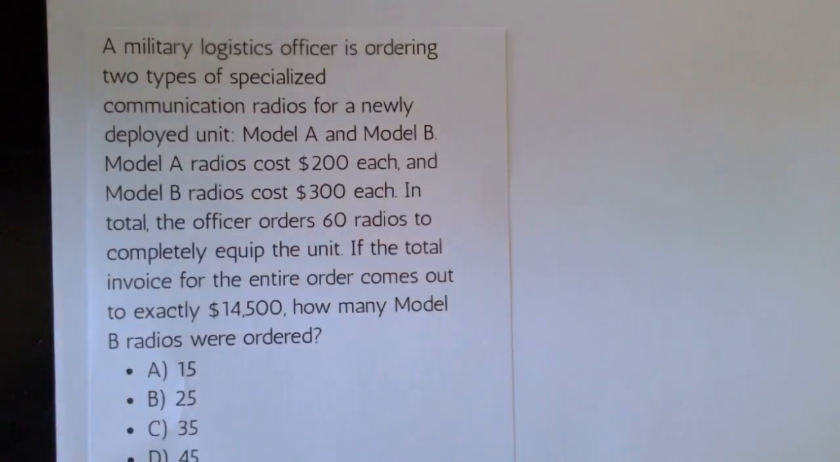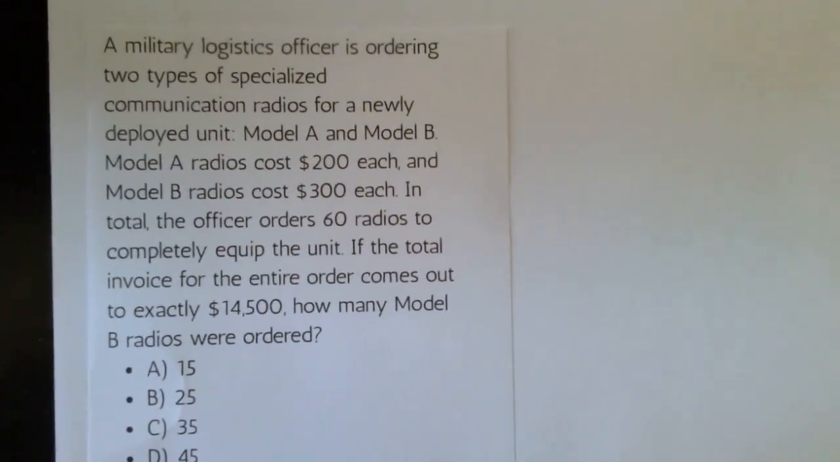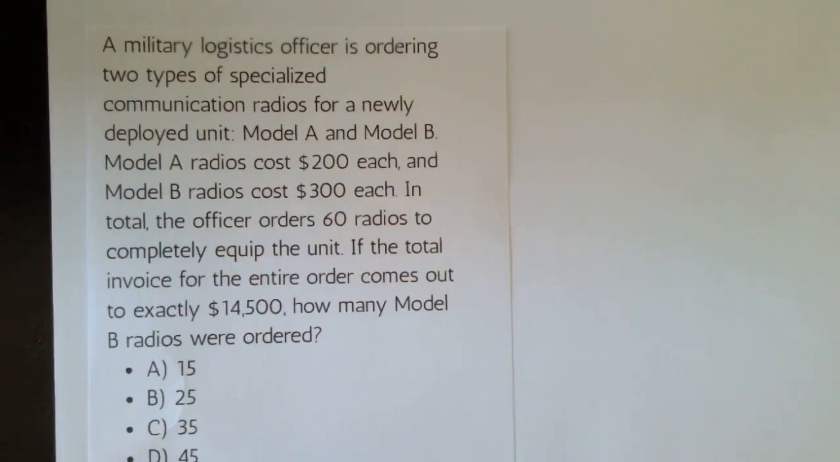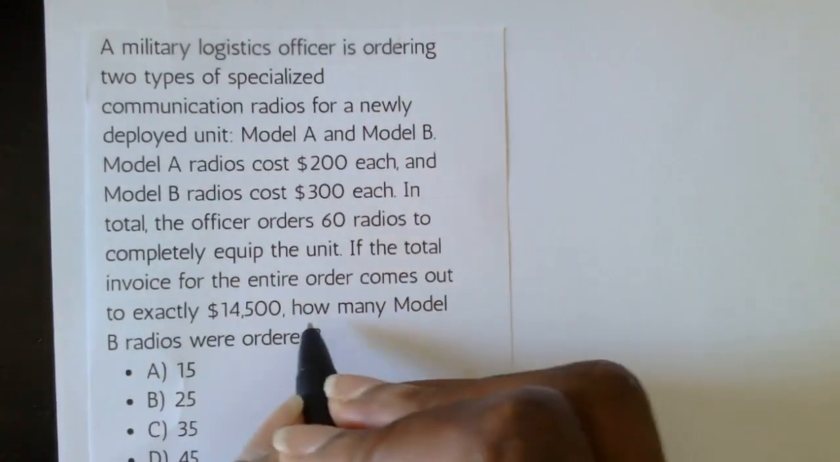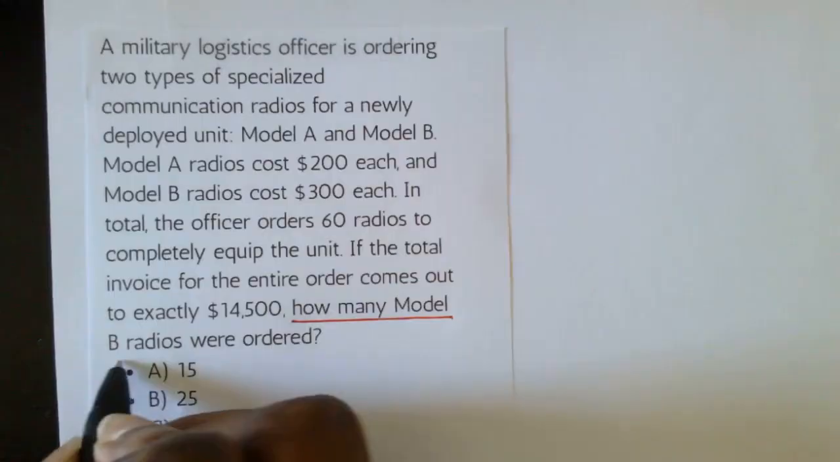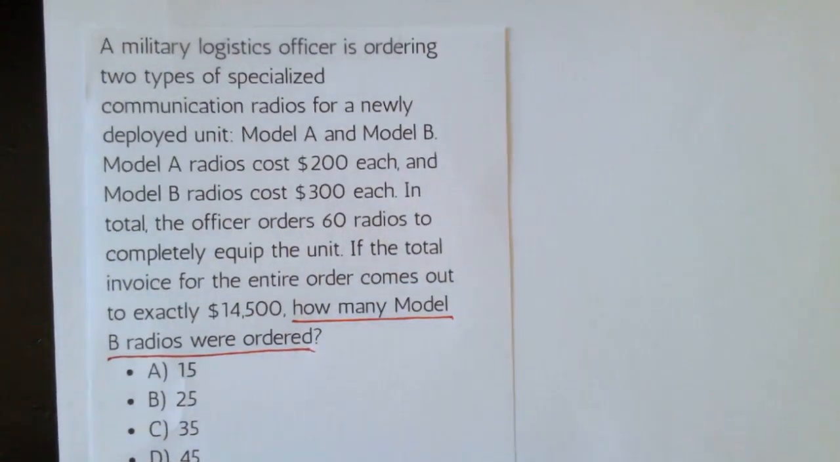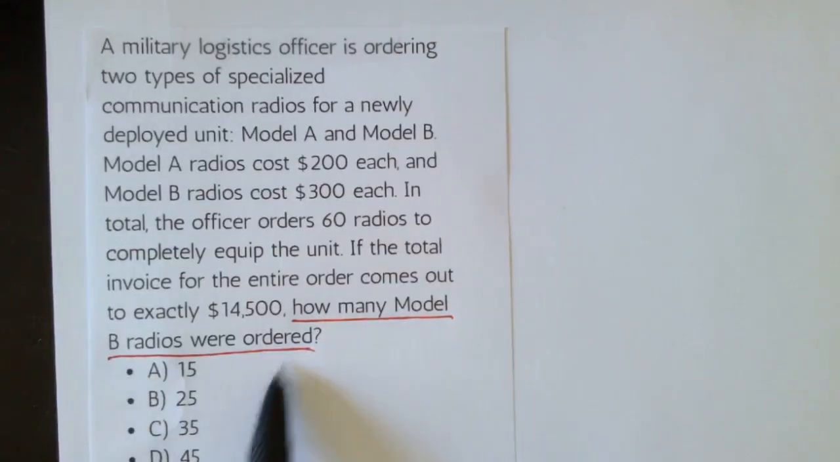So, a military logistics officer is ordering two types of specialized communication radios for a newly deployed unit. When we see word problems like this, immediately your brain's going to be like, no. That's why I always say if you are going to be dealing with word problems, go straight to the question. They want to know how many Model B radios were ordered. Well, that means there had to be a Model A radio that was ordered.